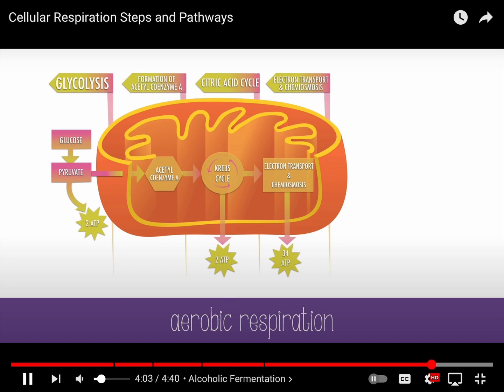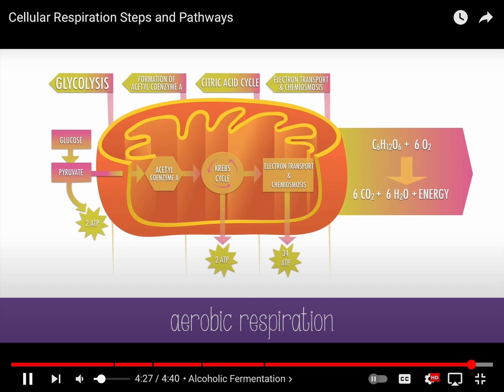The electron transport chain and chemiosmosis take place in the folded inner membrane of the mitochondria called the cristae. In the end, aerobic respiration can make up to 38 total ATP, theoretically, but usually it's a bit less than that, more like 30 to 32 ATP. So the final reaction is glucose plus oxygen yields 6 CO2 and 6 water, plus energy in the form of ATP. And lots of it.